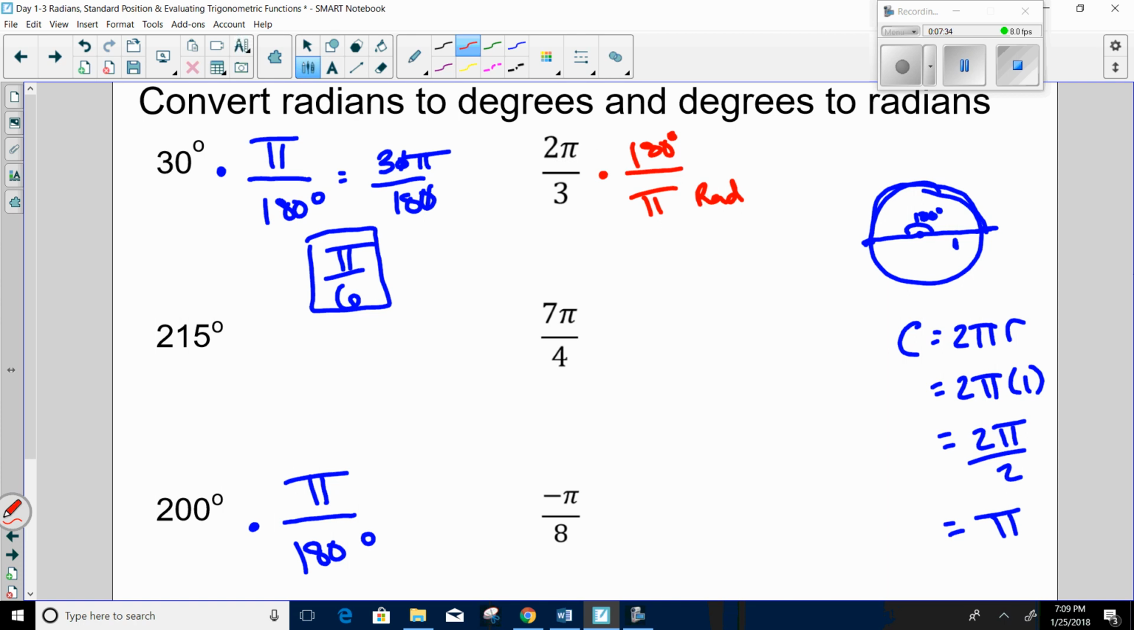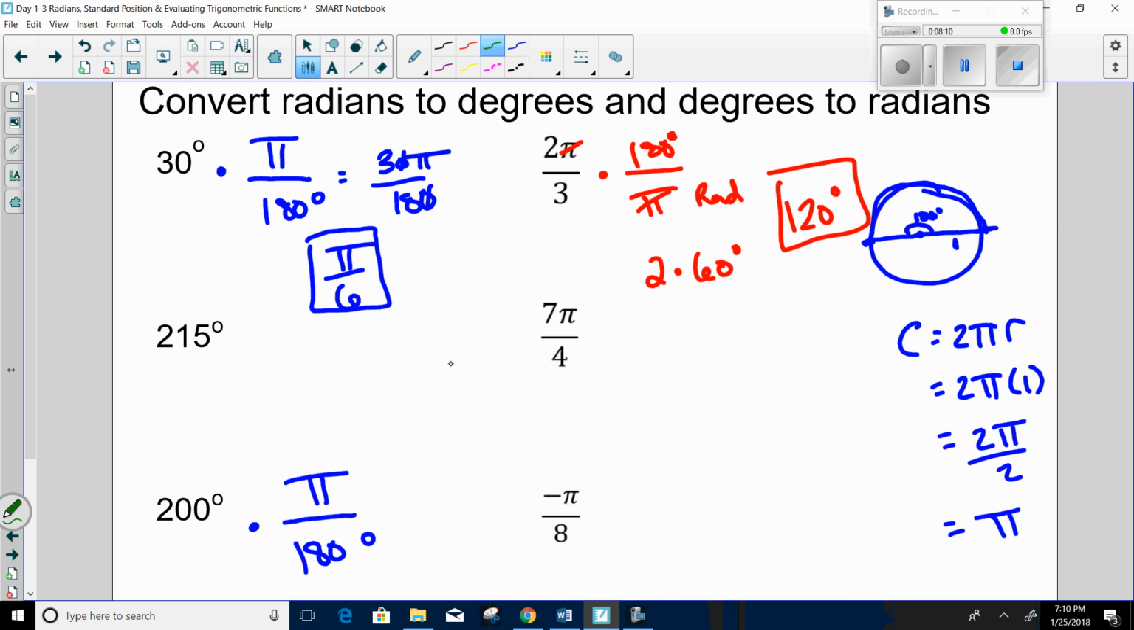So what happens is now I go through and I reduce. This pi here can cancel out. 180 divided by 3 is really 60. So this becomes 2 times 60 degrees, which is equivalent to 120 degrees. So what that means is 2 pi over 3 radians is equivalent to 120 degrees. Most of you feel comfortable with 120 degrees. If I told you to draw a 120 degree angle, you could draw it. If I told you to draw 2 pi over 3, you probably wouldn't have a clue how to do that. You will, okay? Just not yet, okay?